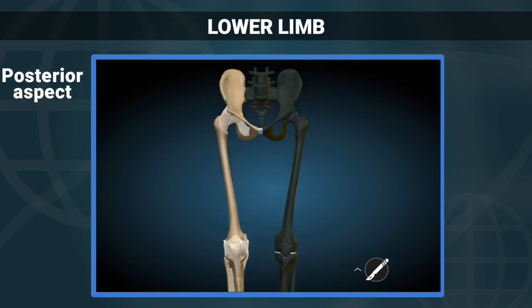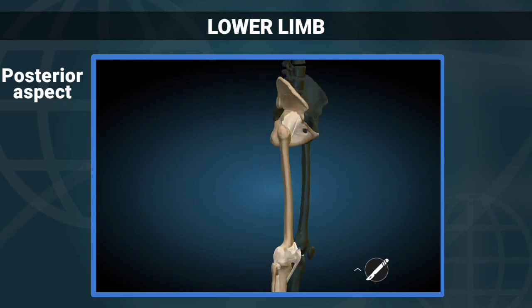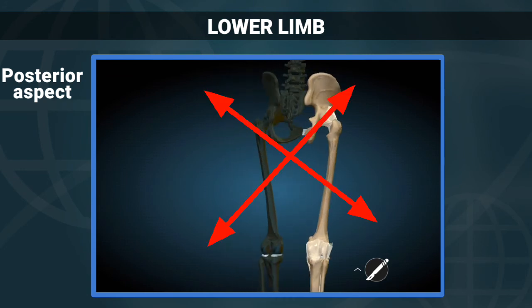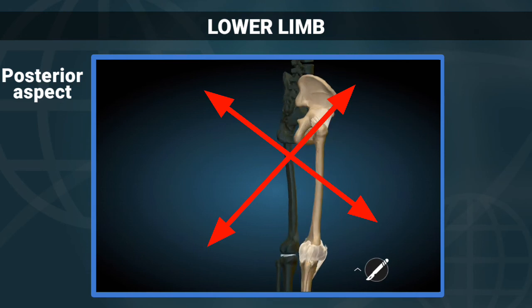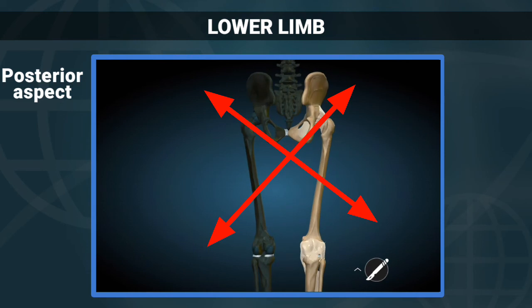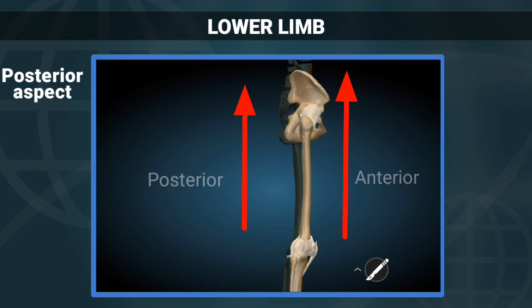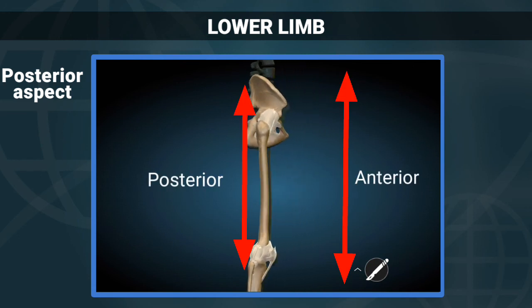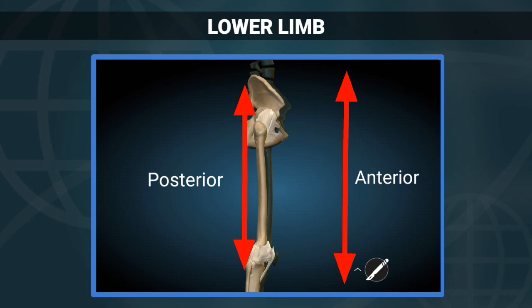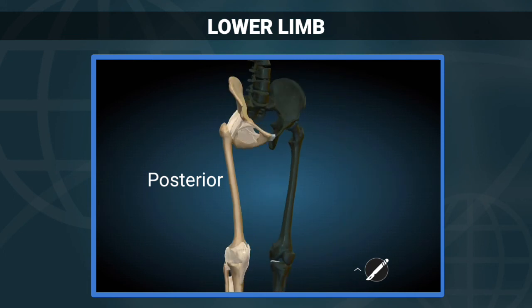The posterior aspect of the lower limb. The posterior aspect of the lower limb is to the back side of the human body. Looking at the animation, it is clear that the front of the body is called the anterior aspect, and the back side of the body is the posterior aspect.